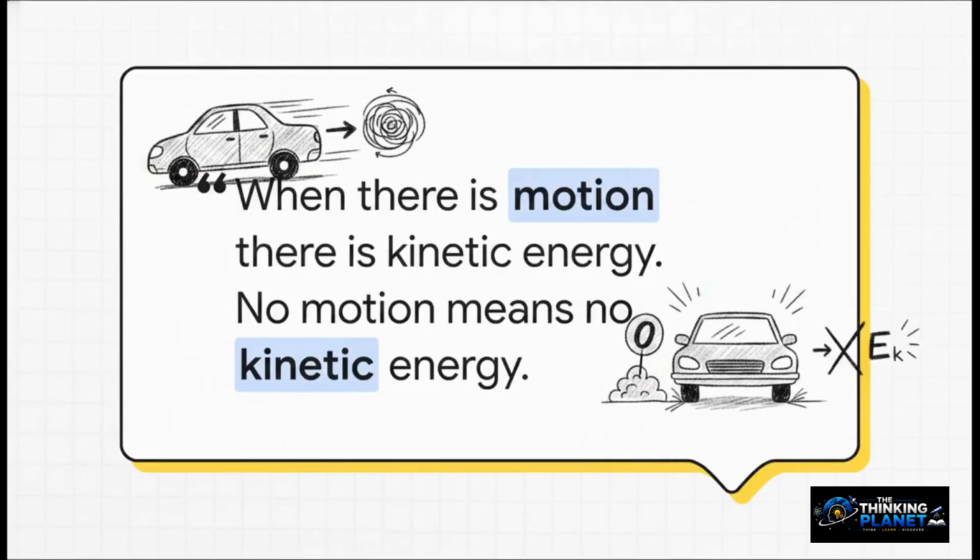And that brings us to this golden rule. It sounds incredibly simple, but trust me, it is so easy to overthink on an exam. When there is motion, there is kinetic energy. No motion, no kinetic energy. If that speeding car slams on its brakes and comes to a complete dead stop, its kinetic energy drops to absolutely zero. A totally stationary object has zero kinetic energy.